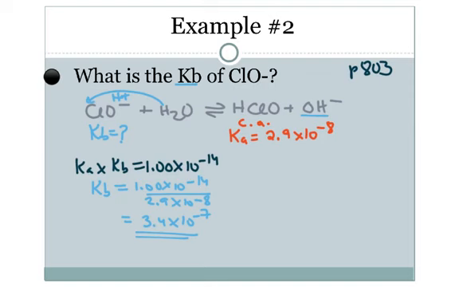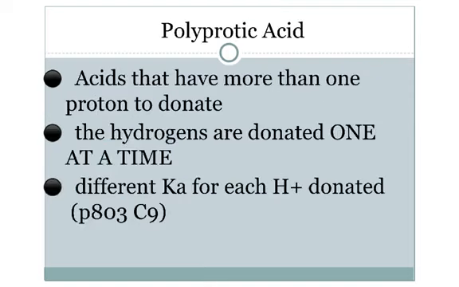All right, let's go on to our second topic today, which is polyprotic acids. These are acids that have more than one hydrogen to donate. But very important, I've gotten a little shouty here: hydrogens are only donated one at a time. We actually saw this before in our first lesson. I'm reminding you now. Every H that gets donated has a different Ka.